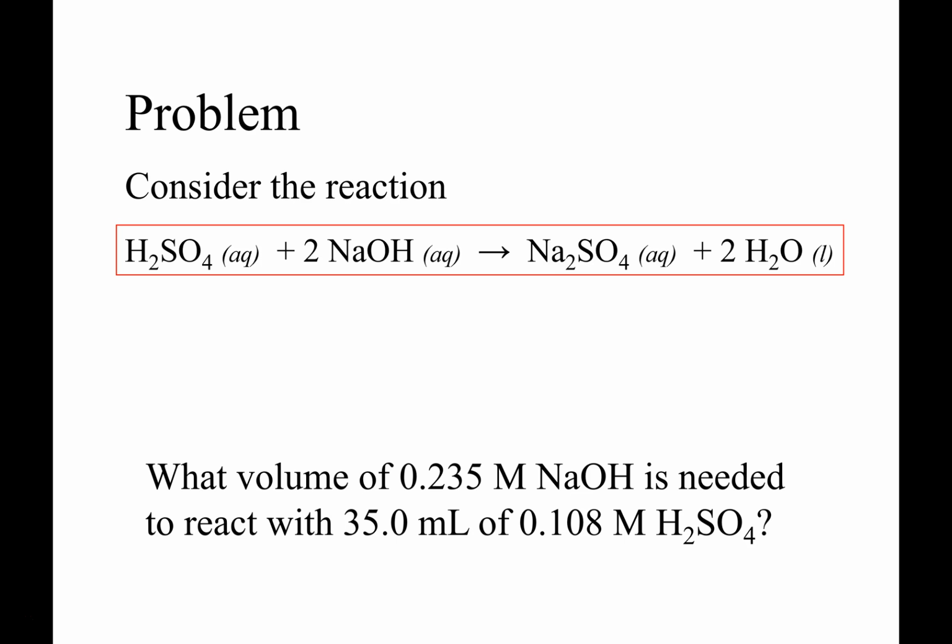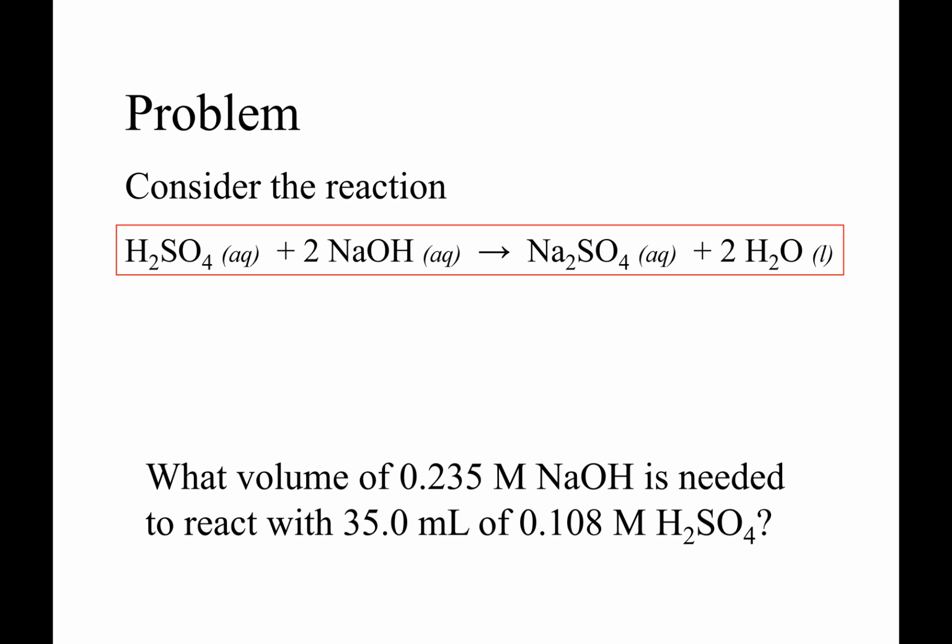What I like to do with this sort of problem is take the information that's given and put it under the species it's talking about. So it says what volume of, the first thing I know is 0.235 molar NaOH. So I find my NaOH and I literally write 0.235 M. One of the things we need to remember is what that M means, like you saw in the previous slide. That means for this solution, there's 0.235 moles of NaOH in 1 liter of solution. The problem goes on to say, with regard to the NaOH, what volume, so I'll put question mark volume.